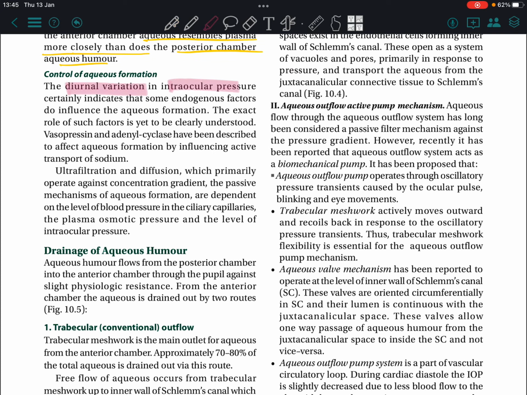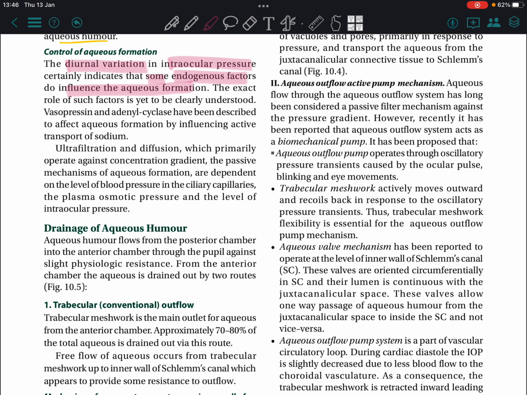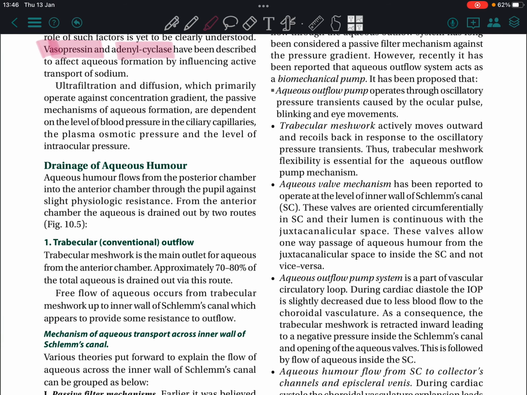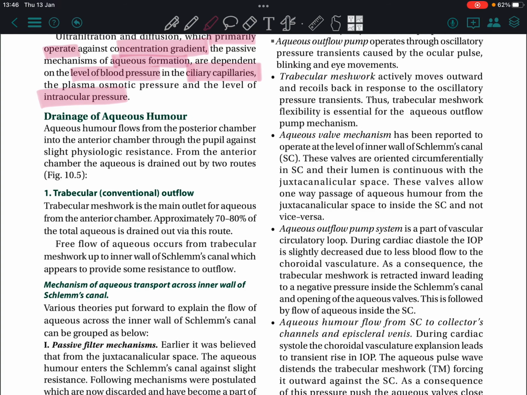Control of aqueous formation. The diurnal variation in intraocular pressure certainly indicates that some endogenous factors influence aqueous formation. The exact role of such factors is yet to be clearly understood. Vasopressin and adenine cyclase have been described to affect aqueous formation by influencing the active transport of sodium. Ultrafiltration and diffusion are passive mechanisms of aqueous formation and are dependent on the level of blood pressure in the ciliary capillaries, the plasma osmotic pressure, and the level of intraocular pressure.